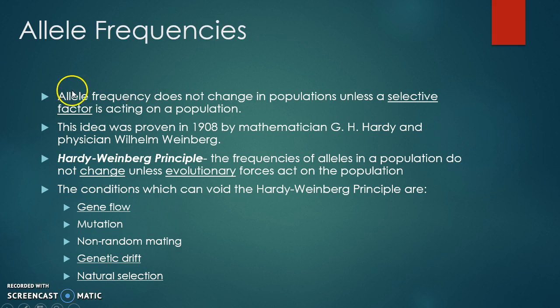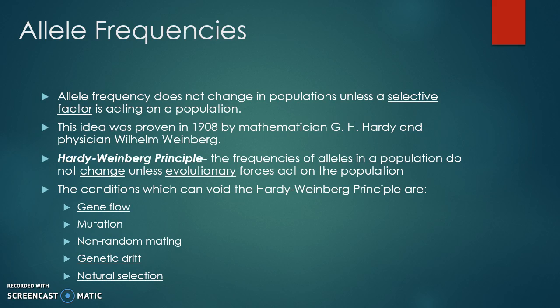Okay, as we progress onwards, we're going to see a few of our other vocab words here. Allele frequencies don't change in populations unless there is some kind of evolutionary force acting on the population. The idea was proven in 1908 by a mathematician named G.H. Hardy and a physician named Wilhelm Weinberg. With their last names combined, we get the Hardy-Weinberg principle.